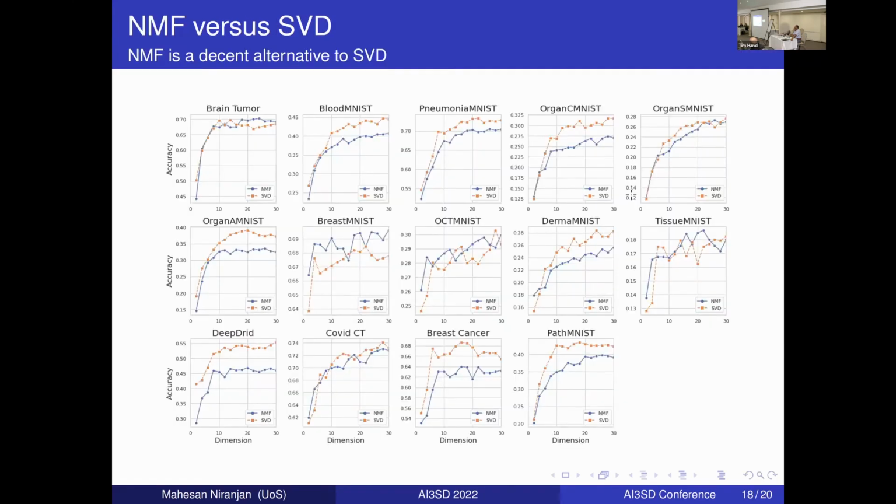And again, we ran a comparison on whether NMF is a viable alternative to SVD on all the 14 problems, and there are small differences. Those differences are not that significant in this context, but very quickly you reach a plateau where both are comparable.